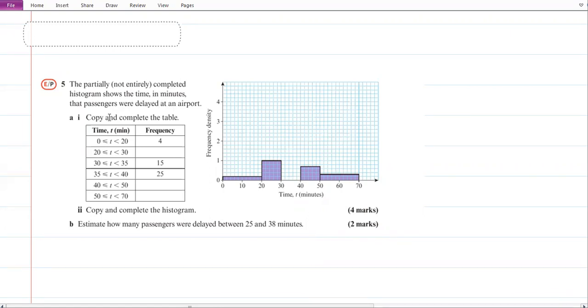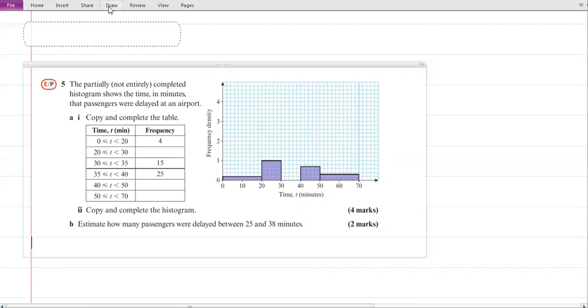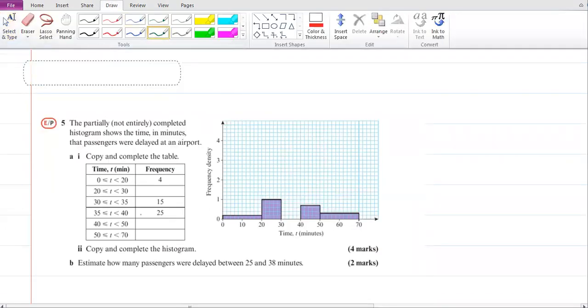It shows the time in minutes that passengers were delayed at an airport. Copy and complete the table. Now remember, whenever you have to complete a table, first of all, always look for the parts that are complete. Basically, what you need is frequency density.